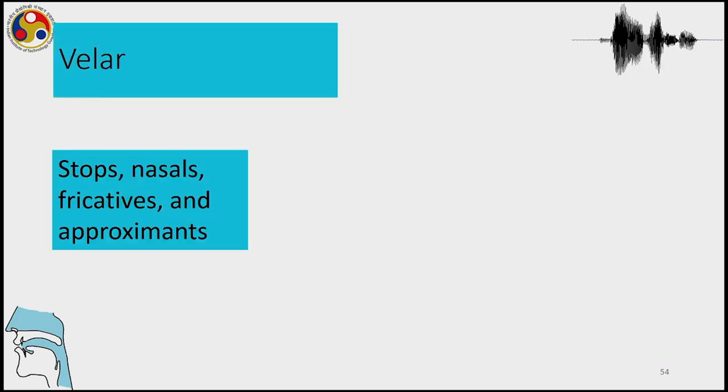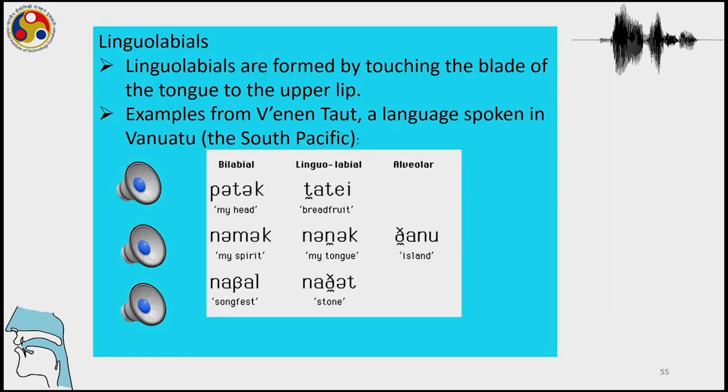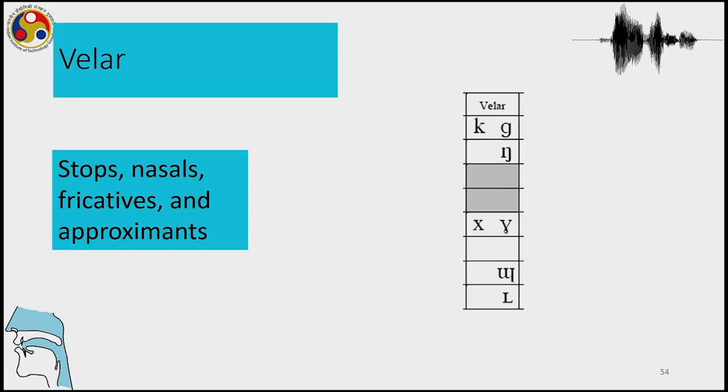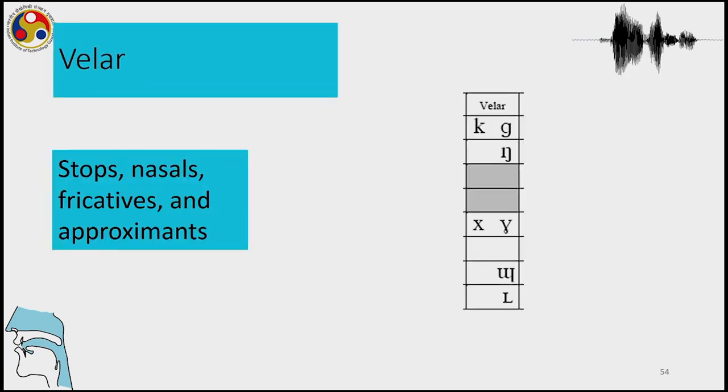So now let us look at a few other places of articulation. We have not heard velar stops. But velars are possible as stops, as nasals, as fricatives and as approximants.